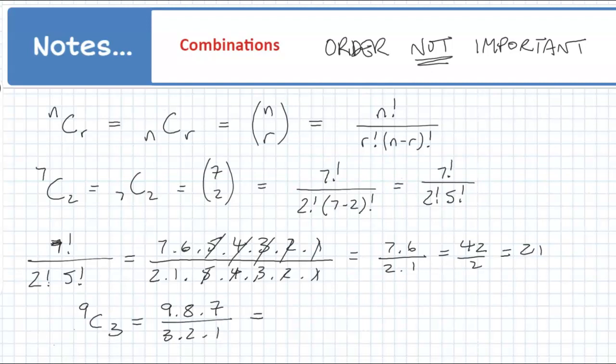So when I do that calculation, I'm basically going to have 504 divided by 6, which is equal to 84. So what that means is there's 84 different ways in which I could have 9 people and choose 3 of them. Now that seems unreasonable. It seems bizarre that you could have so many different ways in which you could choose 3 people out of 9. But it's correct.